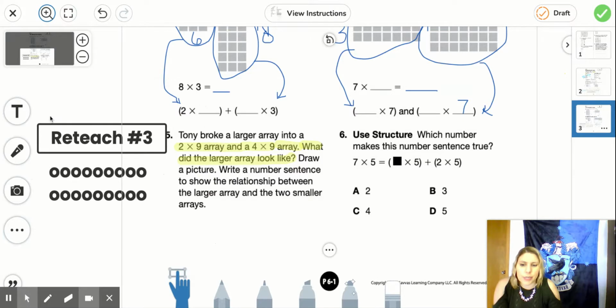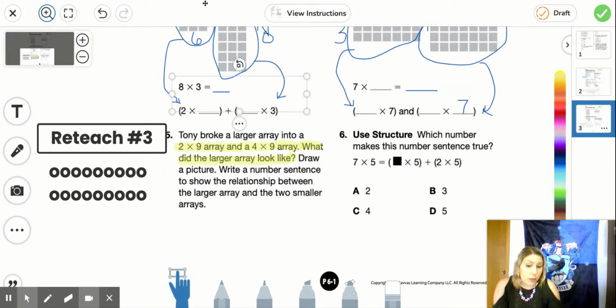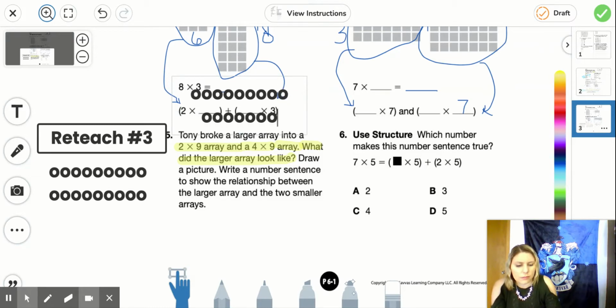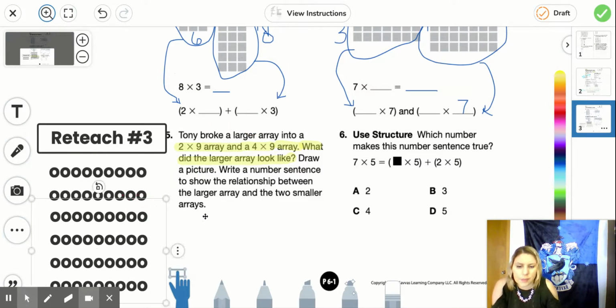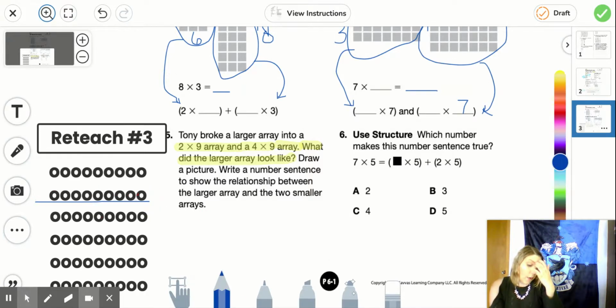And then it says 4 times 9. So I'm doing the same thing. I'm going to do 4 rows with 9 in each row. 1, 2, 3, 4, 5, 6, 7, 8, 9. Now I've got 4 with 9 in each row. So they basically drew the line right here. This whole thing is the larger array. So now you're going to write a number sentence to show that relationship.